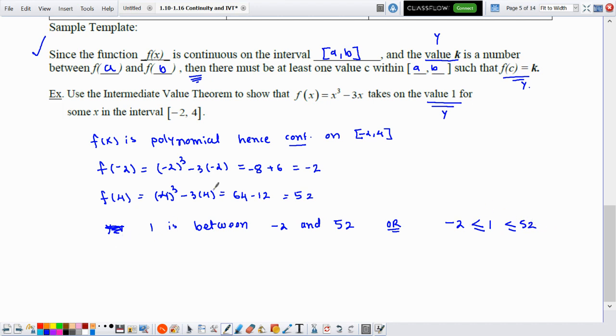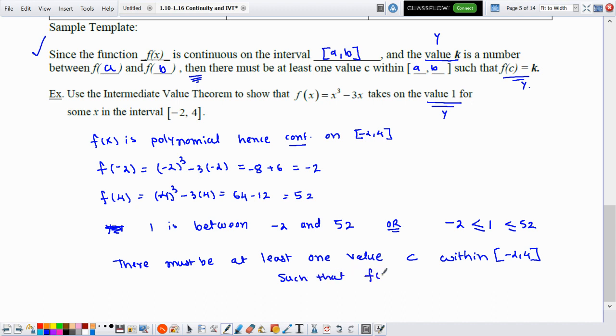So then write this conclusion. There must be at least, copy the conditions, one value c within negative 2 and 4 such that f of c is 1. Conditions: continuous, two y values, and then the conclusion. Let's practice some more.